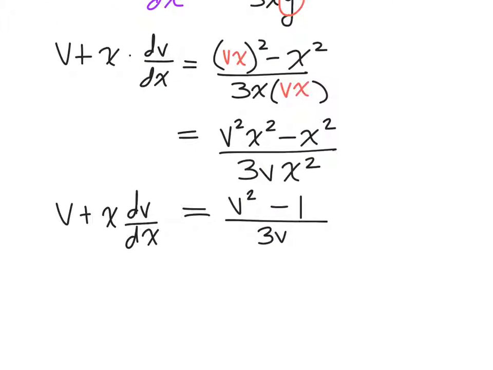We want to make it really nice, so let's continue. I'm going to subtract off the v from both sides. But I need a common denominator, so I need to multiply top and bottom. I'll write it as v over 1. I'm going to multiply top and bottom by a 3v.